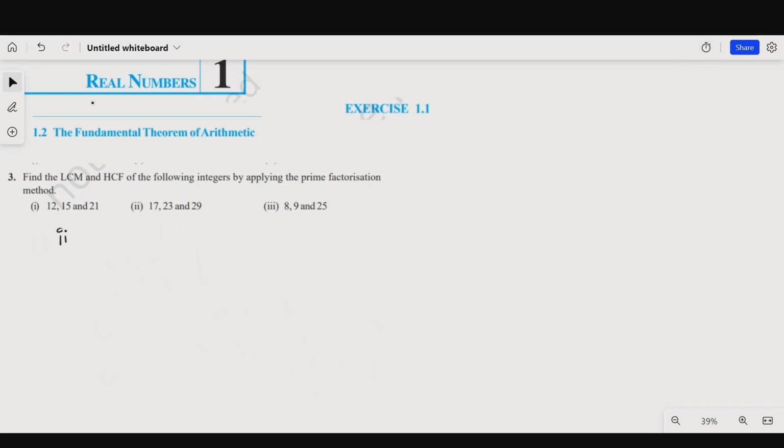Question number 3. Let's write 8 as the product of its prime factors. So 2 is the smallest prime number that can divide 8. So 4 2s are 8. Again 4 is divisible by 2. 2 2s are 4. 2 again divisible by 2 itself. So we can write 8 as 2 into 2 into 2, or it can be simplified and written as 2 cube.